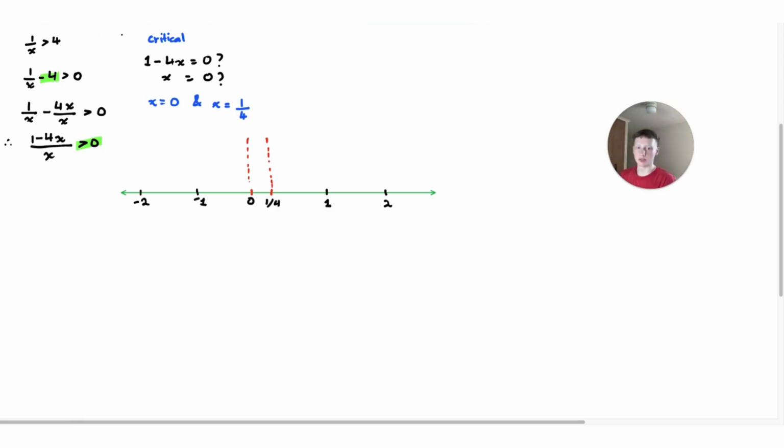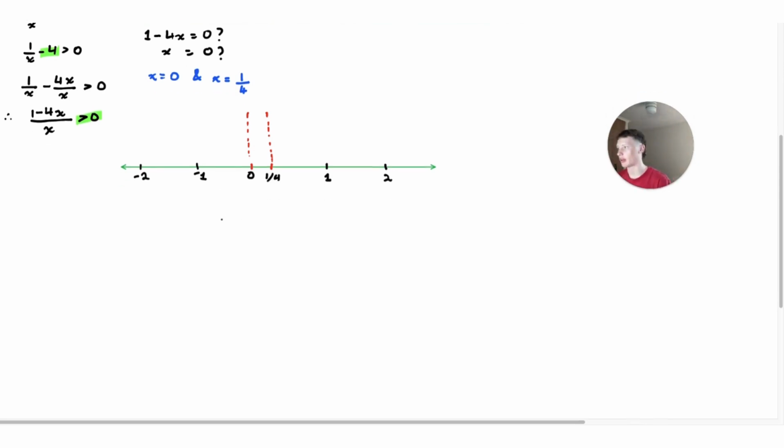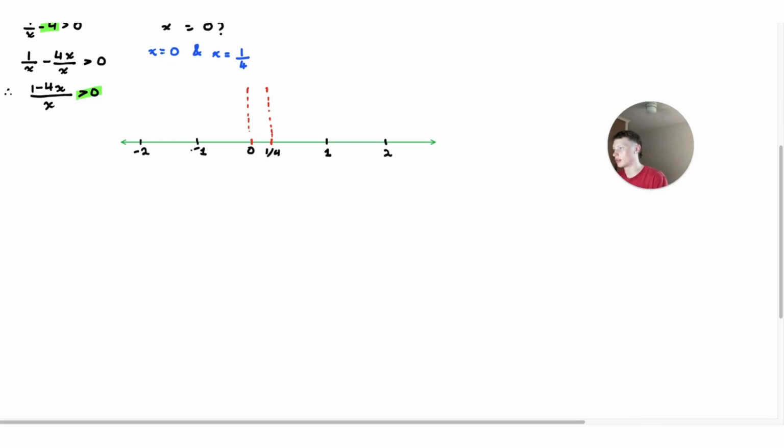What we can do here to figure this out is substitute in specific values, either side of our number line partitions. And so the 3 numbers I'm going to pick here are x equals negative 1 for this sector, x equals 1 on 8 for the middle sector, and then x equals 1 for the sector on the right.